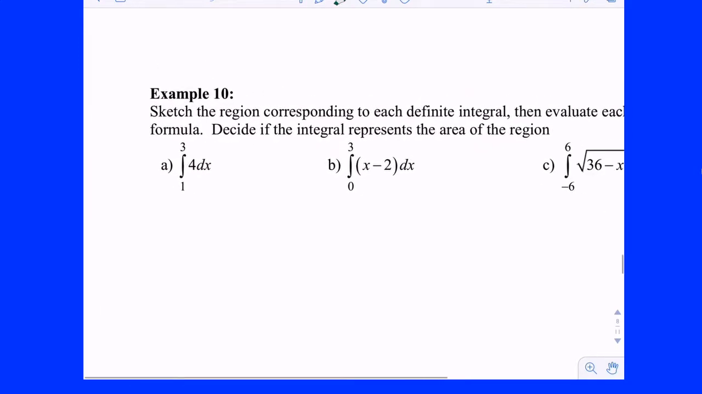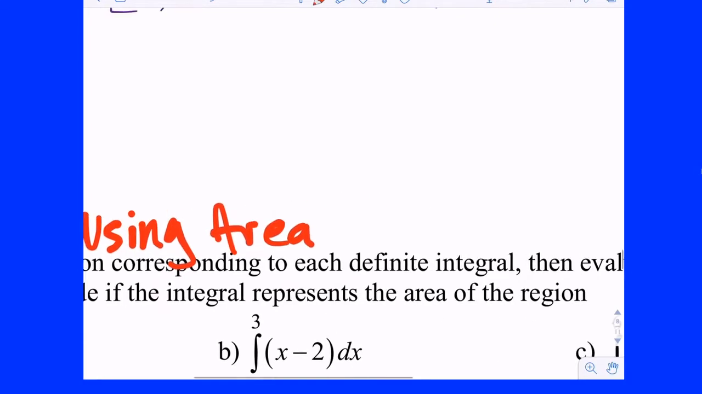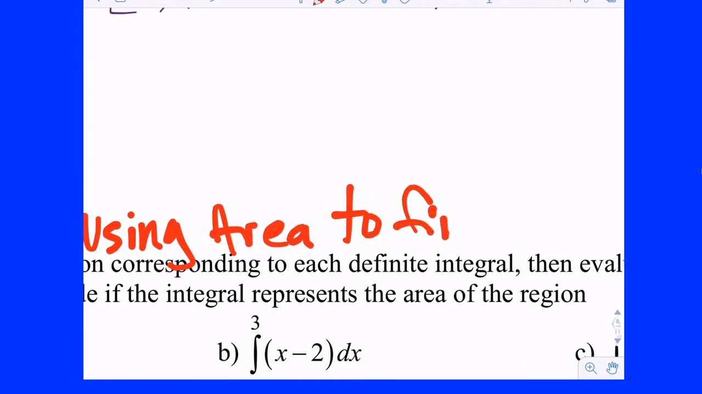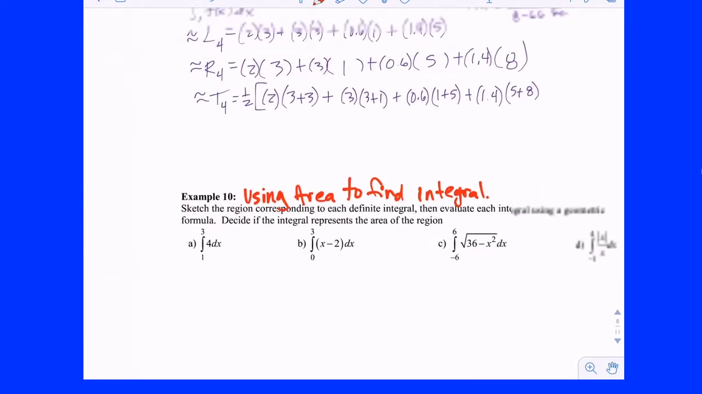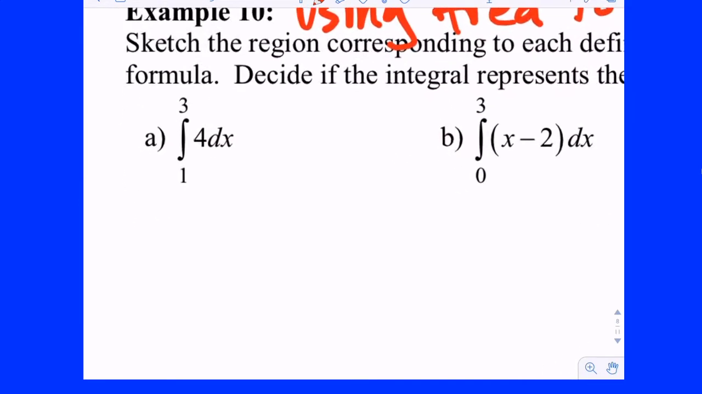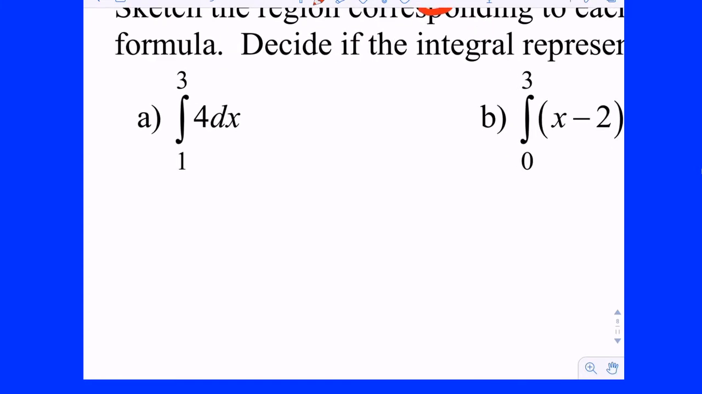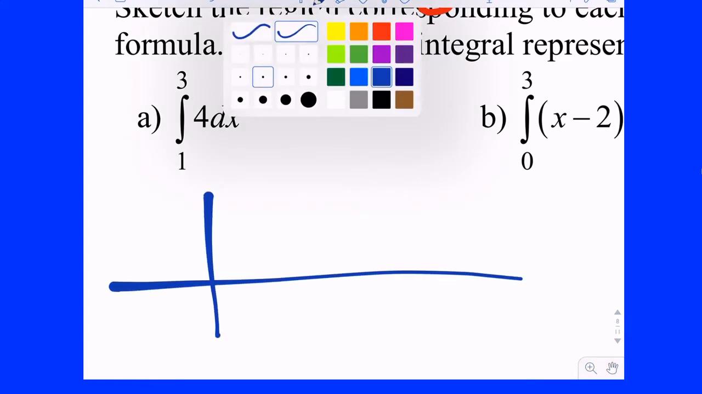So in this case, we're basically using the area to find an integral. Using an area to find an integral instead of using an integral to find an area. Okay, so the integral from 1 to 3 of 4. In the next section, we'll learn how to do that using the fundamental theorem of calculus. But today, we're going to do it using geometry.